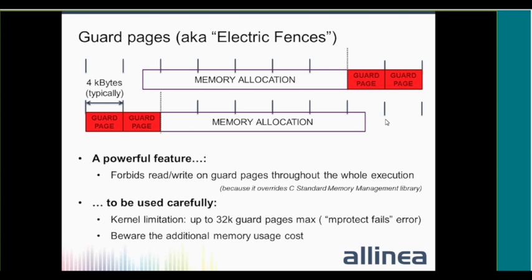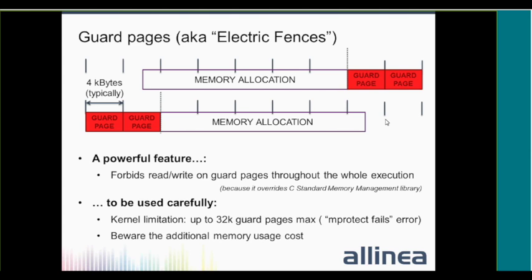Now, there is a trade-off. And the first trade-off is that if you're using Linux, there is a limit in the kernel that allows you to do only up to 32,000 guard pages. For most applications, it is fine, but again, if you have a memory-heavy application, you may reach this limit, in which case you would have an error message called mprotect fails, meaning that you've reached the limit of guard pages you can do. It's possible to change it, and I don't think you need root access for that. But just be aware of this.